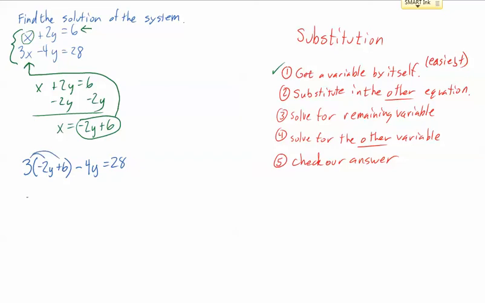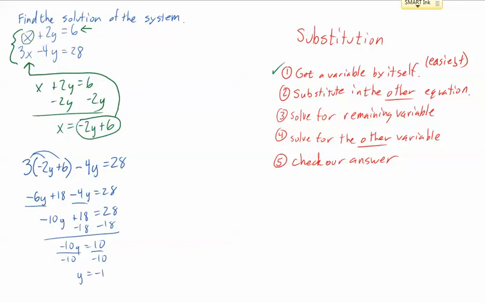So we distribute. We get negative 6y plus 18 minus 4y equals 28. My personal opinion is I like to put these together first. So negative 6y and negative 4y is negative 10y. I don't like having more than one y if I can avoid it. I don't like having more than one variable period if I can avoid it. So now I'm solving for y. The weakest link is the plus 18, so we'll minus 18. So negative 10y equals 10. Divide by negative 10. And I get y equals negative 1. There we go. We're all done.